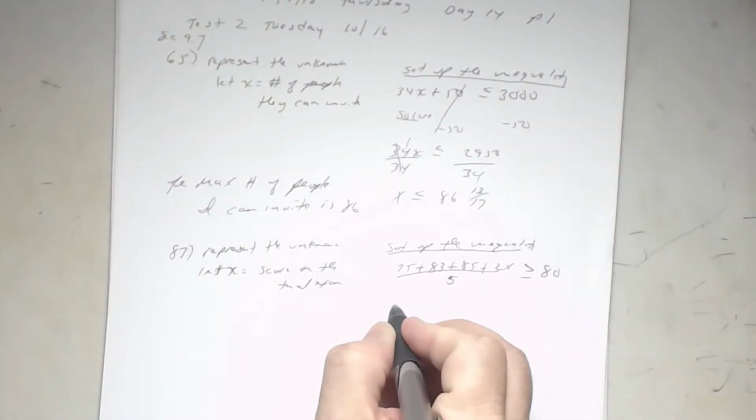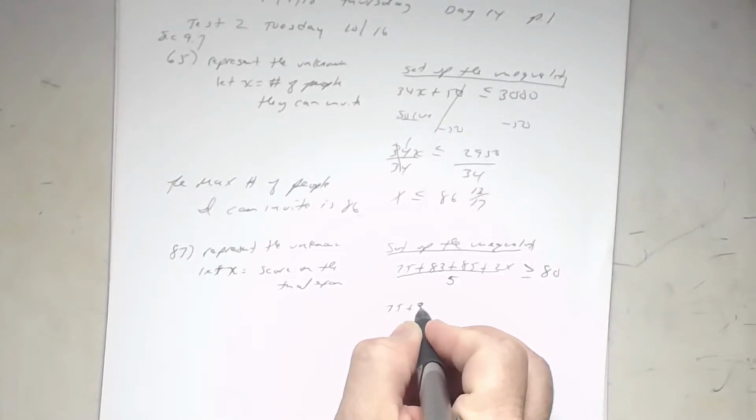All right, so that's where we're at. Now, what's the next thing you're going to do? Multiply by 5. You're going to use the idea of the LCD so you can clear your fraction. So I'm going to multiply both sides by 5. Let me go ahead and rewrite this over.